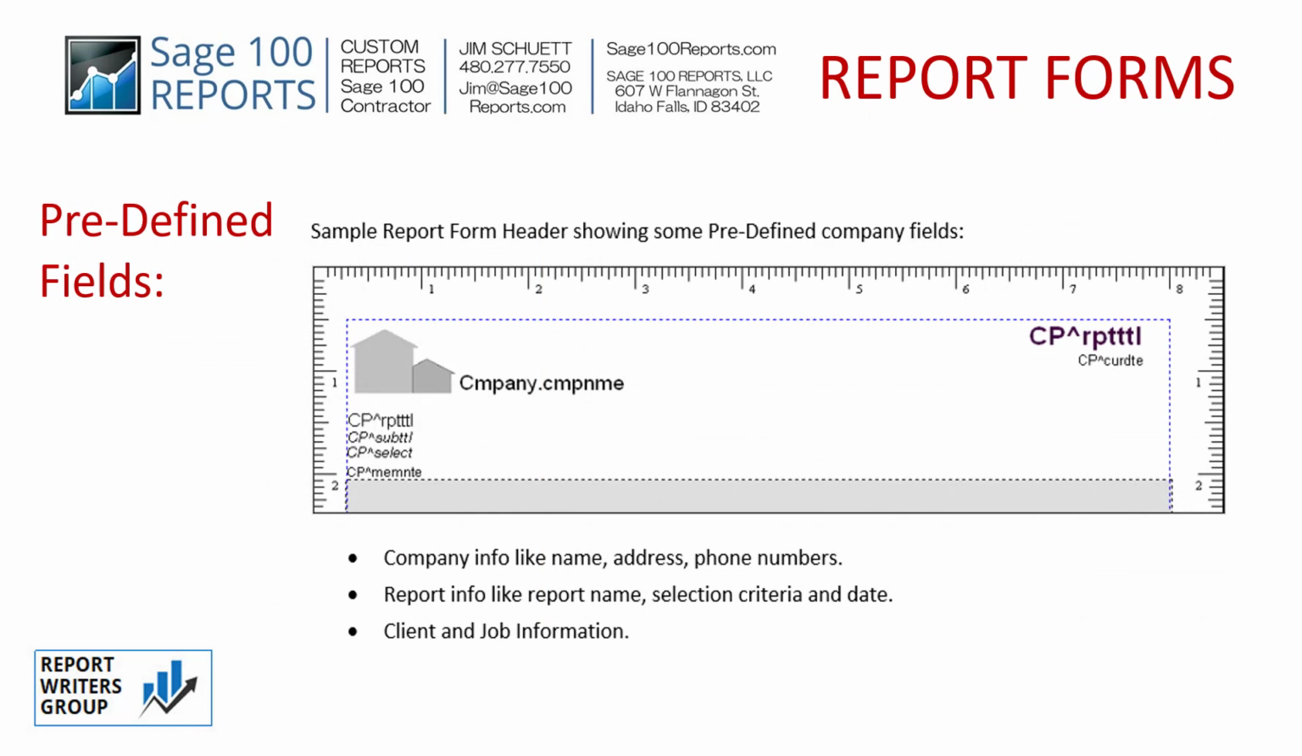And this is what they look like again. Company, the report title, again over here in smaller type with the subtitle. This is the current date. And this is not the CP version.